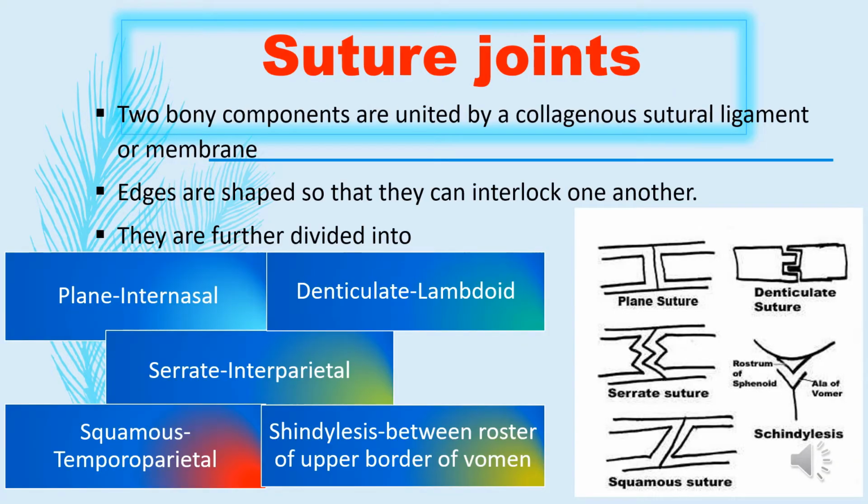Have a look at what suture joints are. In these joints, two bony components are united by collagenous sutural ligament or a membrane. Their edges are shaped so that they can interlock one another. As you can see in the diagram, there are 5 classifications. One is plain suture, which is like a plain joint. In denticulate, it is like a zigzag structure. In serrate, again it is a zigzag structure. Then shindylisis and squamous.